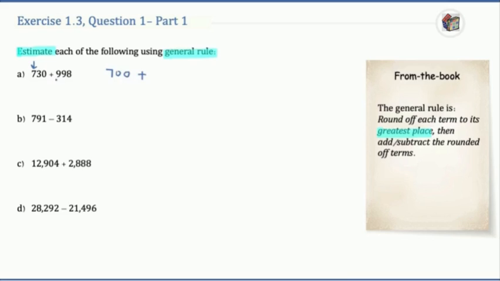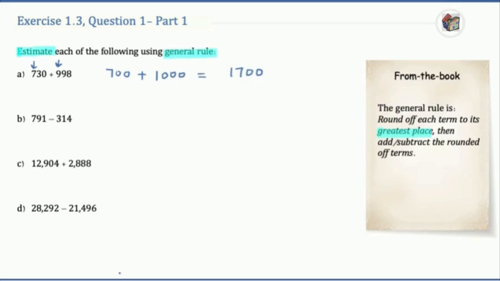Then you see the next number, 998. The greatest place again is the hundreds place. So you think about that. Is it closer to 900 or 1000? 1000 basically is 1000, but I can talk about that as a certain hundred. Now this is definitely closer to 1000, right? So I take this as 1000. And then add these. So my answer is 1700.